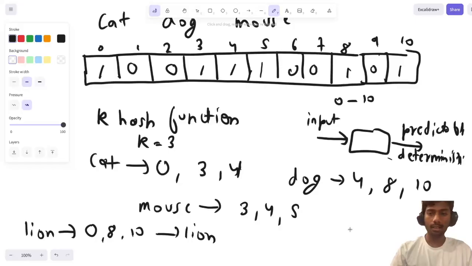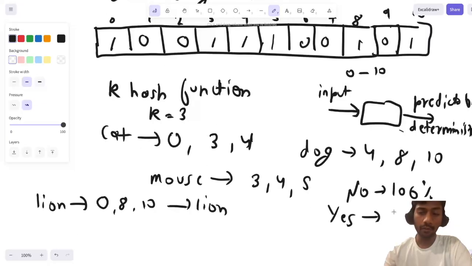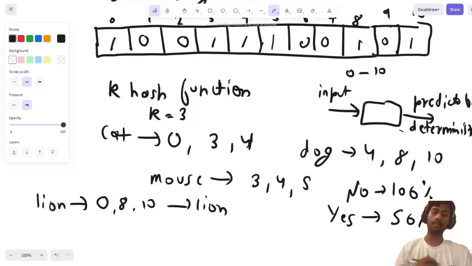Because when it says no, this is not present, then it's 100% true. But when it says yeah, it's present, then we have a 50-50 chance that either it was present and it said yes, or it got mapped to already set indexes and it said yes. So that's why this is a probabilistic data structure.